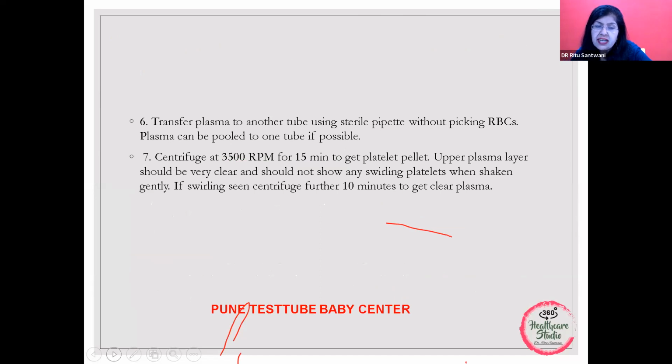The studies have shown to transfer the plasma to another tube using a sterile pipette without picking up the RBCs. Plasma can be pooled into one tube if possible. So the studies have shown this for centrifugation.